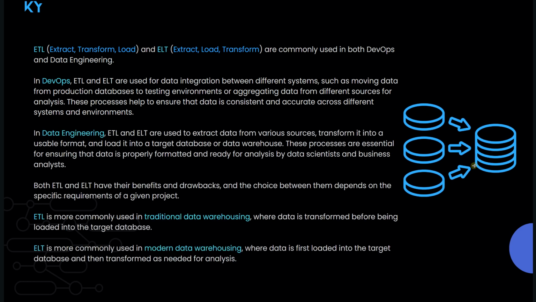Now these two processes, these two methods of extracting and dealing with data, are useful in DevOps also, but most prominently in data engineering. So when you're dealing with data, you're engineering the data.